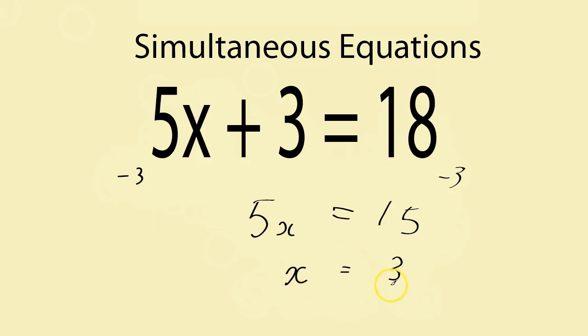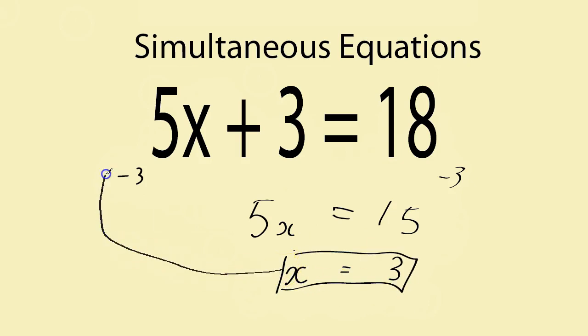Now, the great thing when you're solving equations, you can check that you've got the right answer, and you should definitely do that. So you can check by substituting in x equals 3 and making sure that is a solution to this. If x is 3, then 5 lots of x is 15. 15 plus 3 does give us 18. Excellent. So we found the right answer.